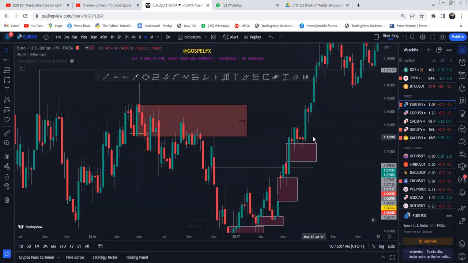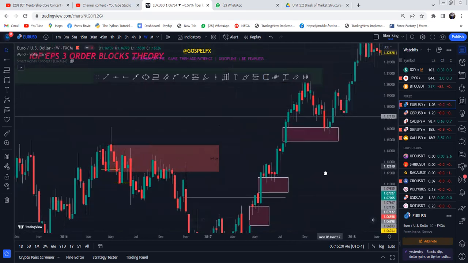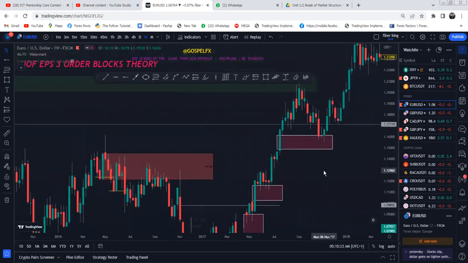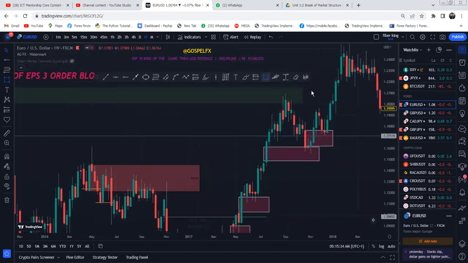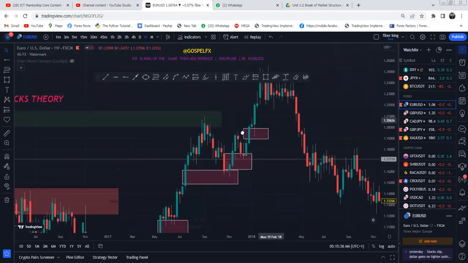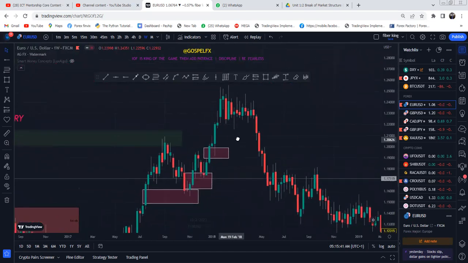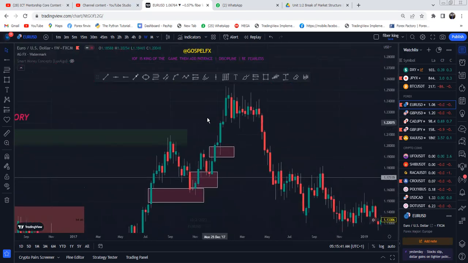Because price is respecting any bullish PD array. Okay, price is going to be respecting all the bullish PD arrays. Why? Because price is seeking buy side liquidity, and any sell setup is going to be a scam. All right, it's going to be a fake one. Price is not going to respect it. So all these are entry opportunities for you until you see price break structure and start to go down.